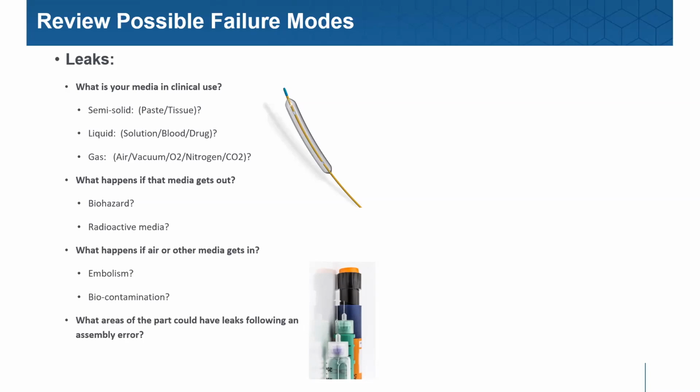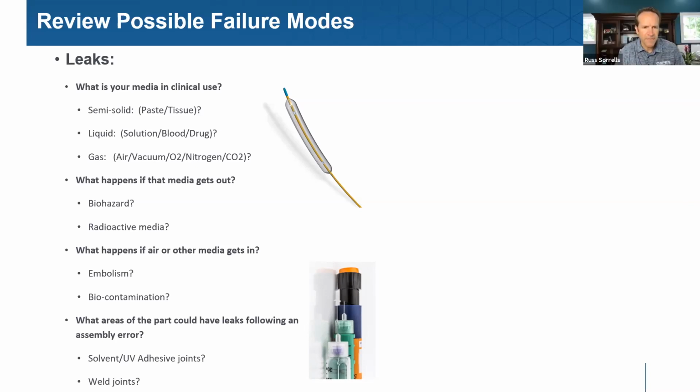What areas of the part might have leaks due to an assembly area? Are there solvent or UV adhesive joints or connections that may have had incorrect amounts of solvent and as a result of improper assembly have leaks? How about weld joints, such as ultrasonic welding or spin welding or any other form, infrared or other?